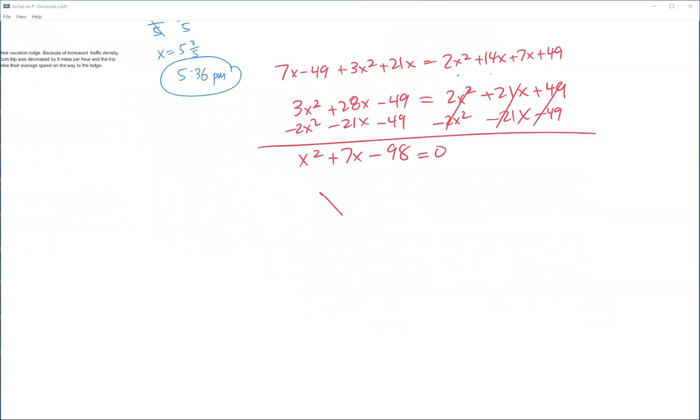Factor this out. I believe it's 14 and, is it 14 and 7? Is that right? I did this yesterday, but I forget. Is it 14 times 7? Yeah, okay, so 14 and negative 7, right? Because that's negative 98 and 7.